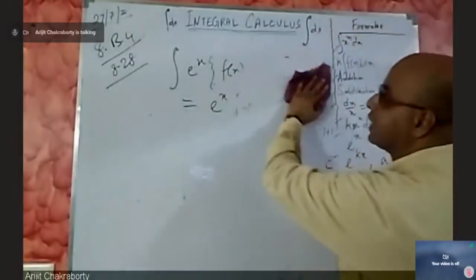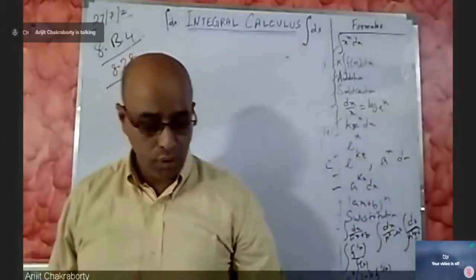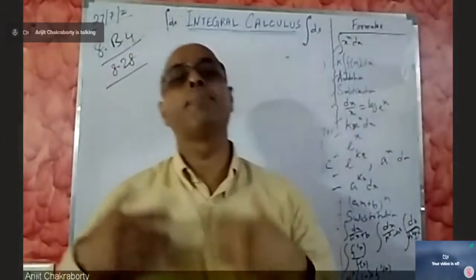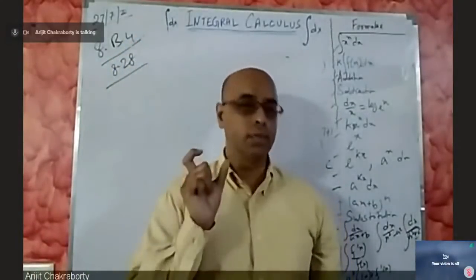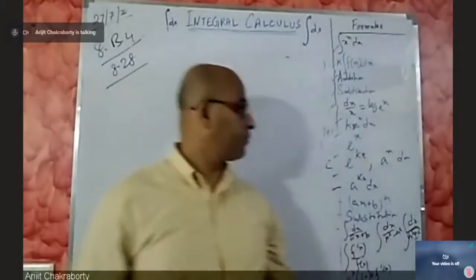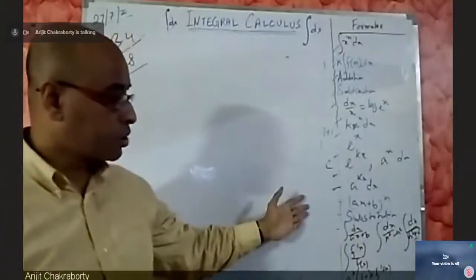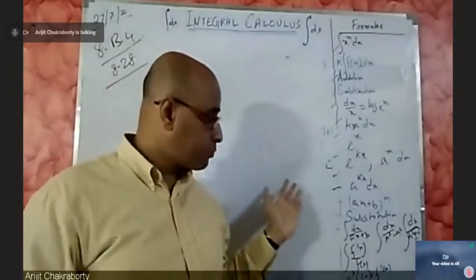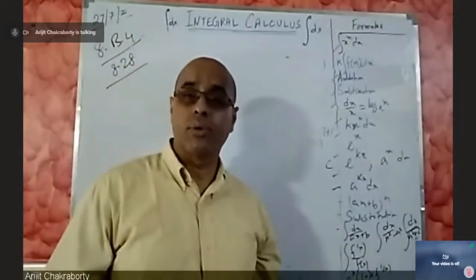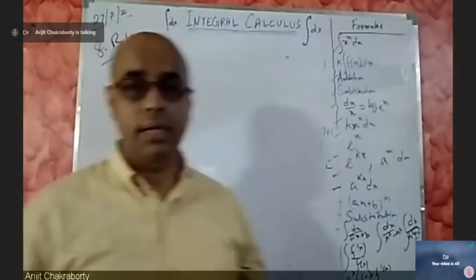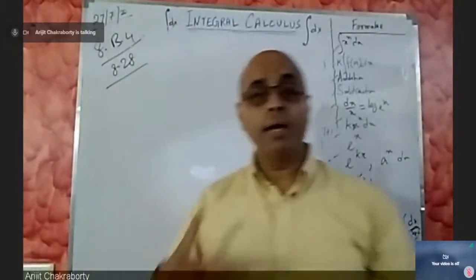Integration by parts means what happens when we have two functions like a product. Integration by parts actually means the product rule. So we have done the addition rule, the subtraction rule, and substitution. We have done dx by ax plus b. We have also completed dx by x square minus a square, standard formulas and standard results. Now it's time for integration by parts.